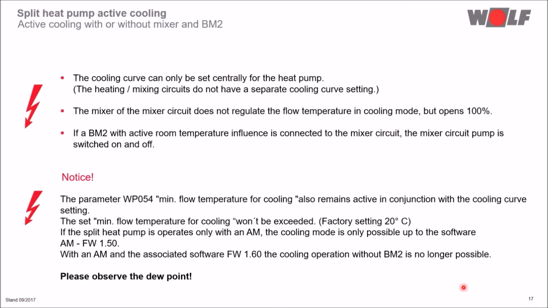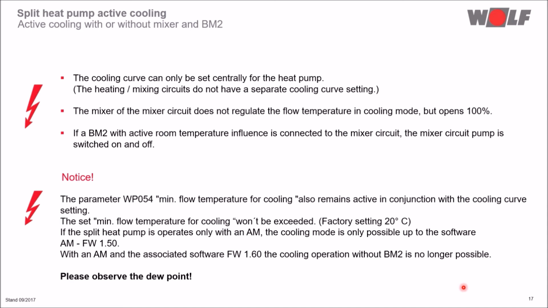Please notice the following points. The cooling curve can only be set centrally for the heat pump. The heating and mixing circuits don't have a separate cooling curve setting. The mixer of the mixer circuit doesn't regulate the flow temperature in the cooling mode, but opens 100%. If a BM2 with active room temperature influence is connected to the mixer circuit, the mixer pump is switched on and off to control the room temperature.